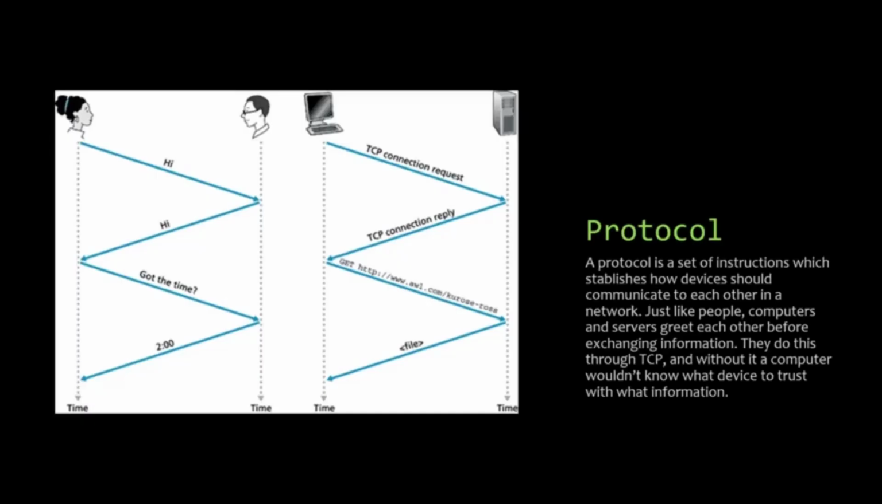A protocol is a set of instructions which establishes how devices should communicate with each other in a network. Just like people, computers and servers greet each other before exchanging information. They do this through TCP, which is Transfer Control Protocol. Without it, a computer wouldn't know what device to trust with what information.